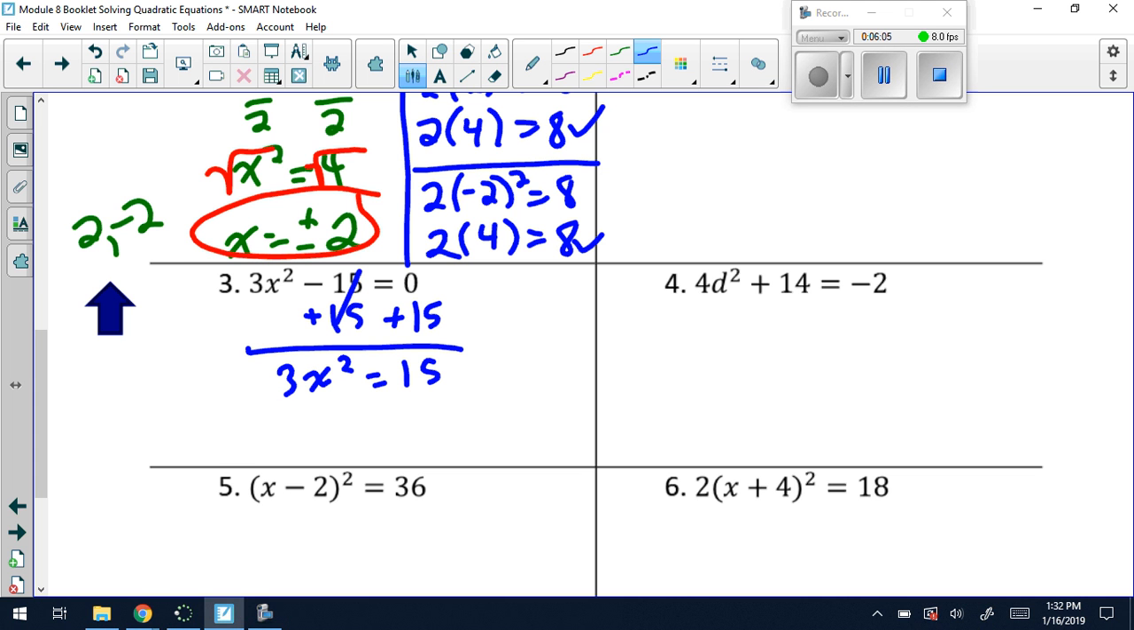And then I need to get rid of the 3. The opposite of multiplying by 3 is dividing by 3. So I'm going to divide both sides by 3.